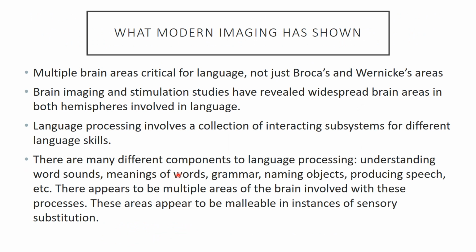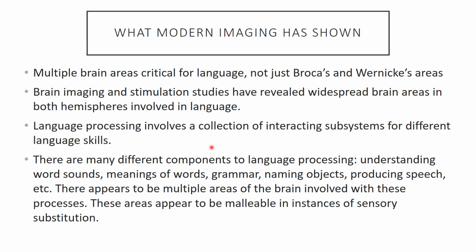So what we've learned from modern imaging, from PET scans and fMRI, is that multiple brain areas are critical for language, not just Broca's and Wernicke's area. Brain imaging and stimulation studies have revealed that widespread brain areas are involved in both hemispheres in language. It's not just on the left. There's also prosody and other emotional salience that's added on the right-hand side of the brain.